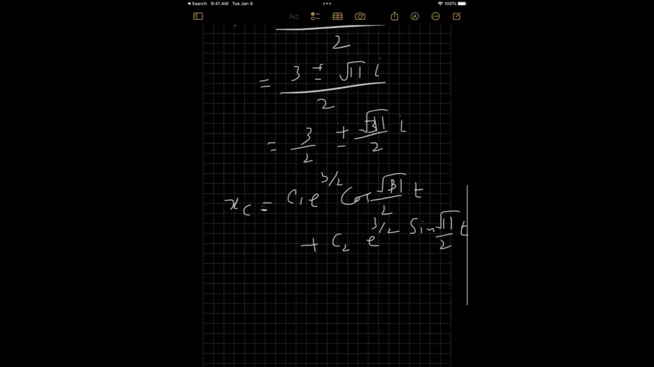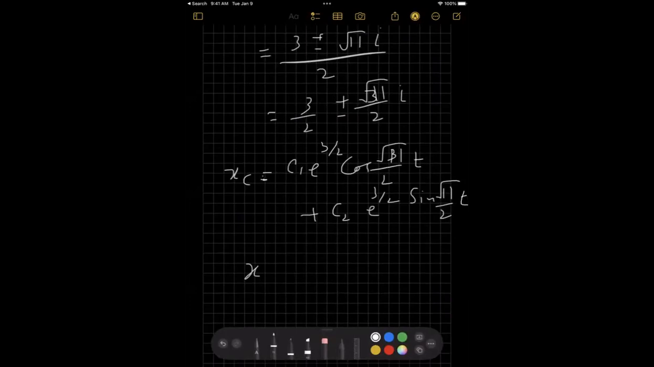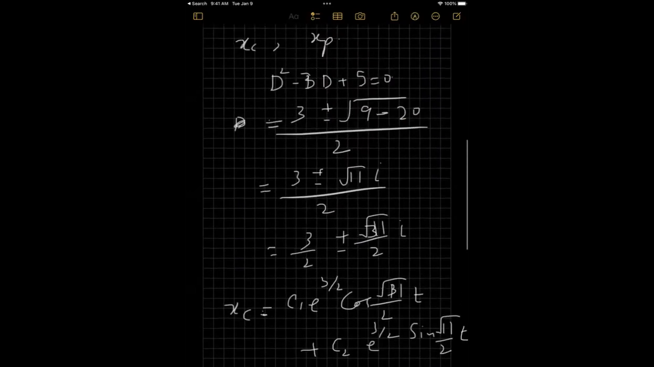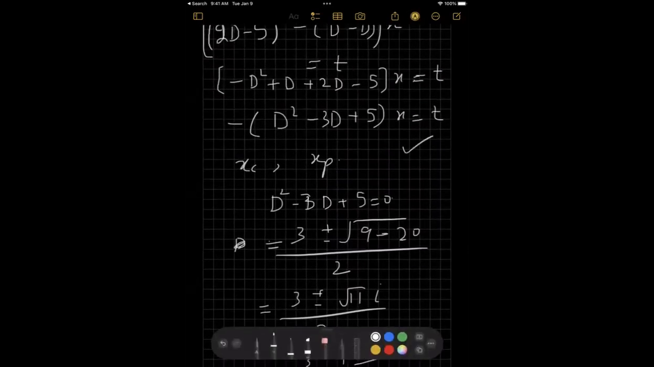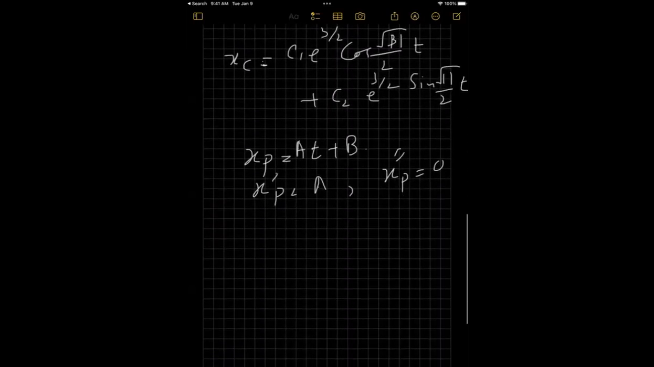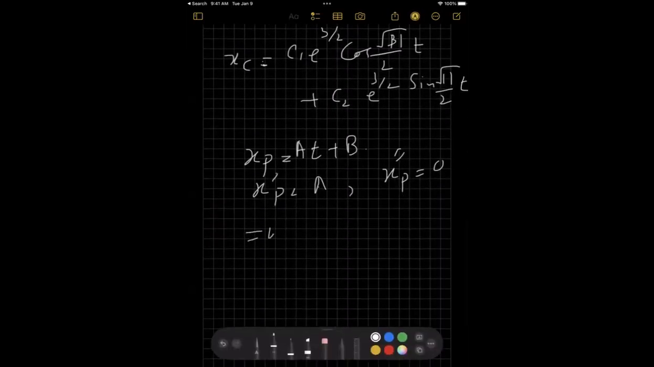Okay, fine. So for xp, we have t in the equation, so it will become at plus b. X prime will be a and x double prime will be 0. So we will put these values into this equation. This is our equation 4.